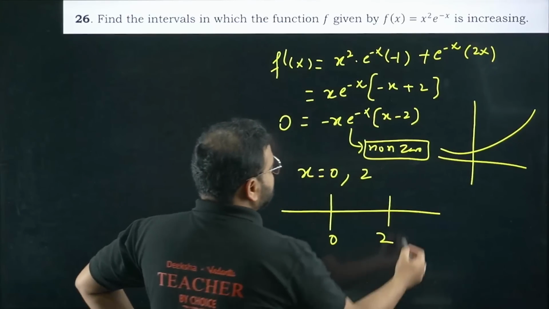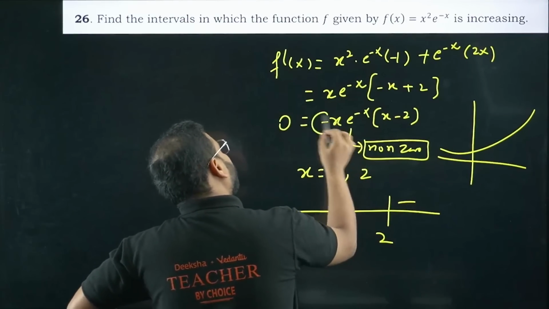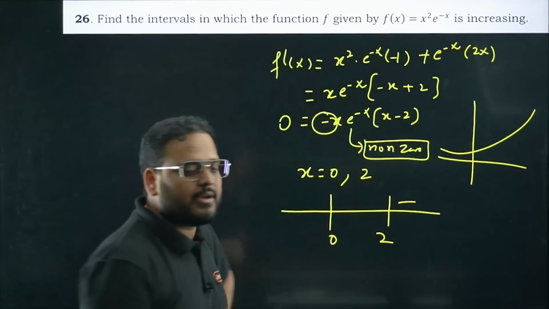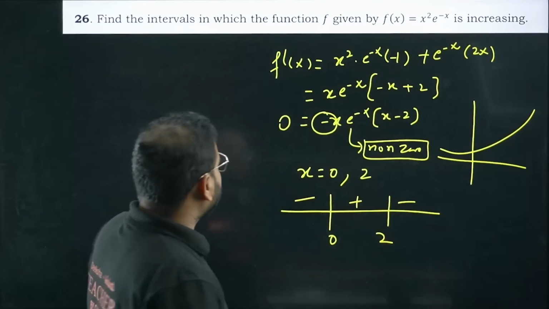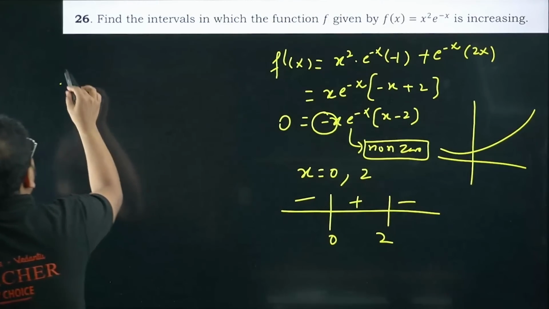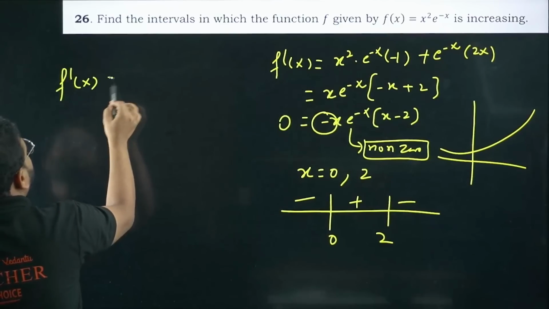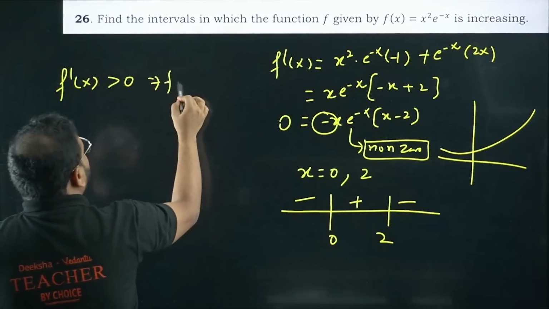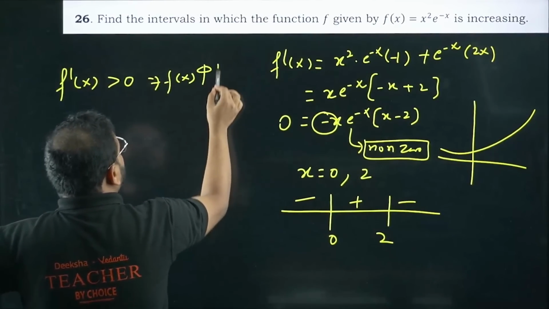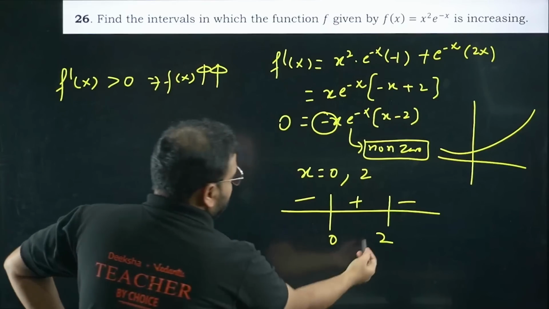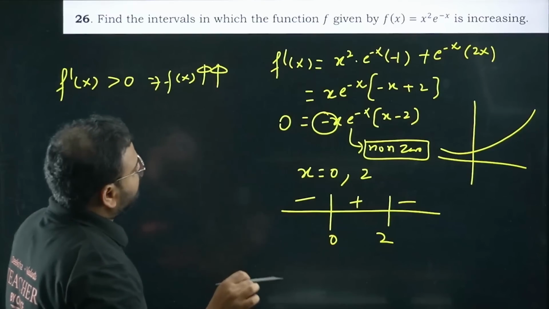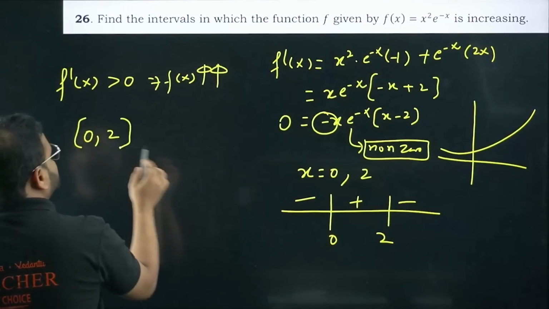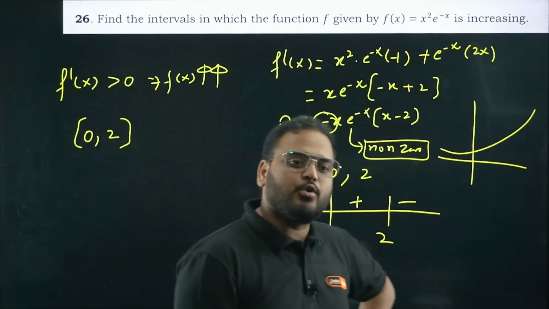This side will be negative first. How come negative, sir? Because the coefficient is negative. So minus, plus, minus. We are looking for increasing, right? So increasing when the derivative is positive, we call the function f(x) increasing. The case over here is 0 to 2. It's not saying strictly increasing, that's why I'm taking 0 to 2 closed.